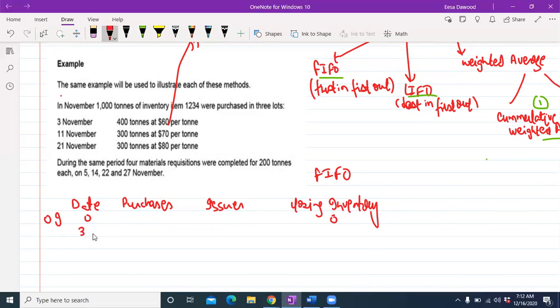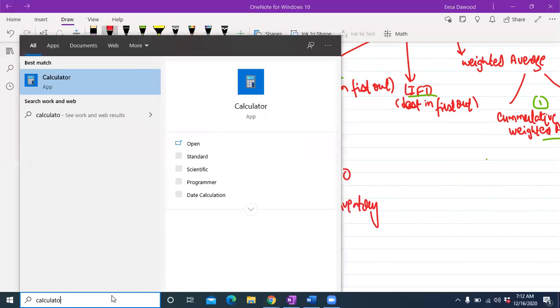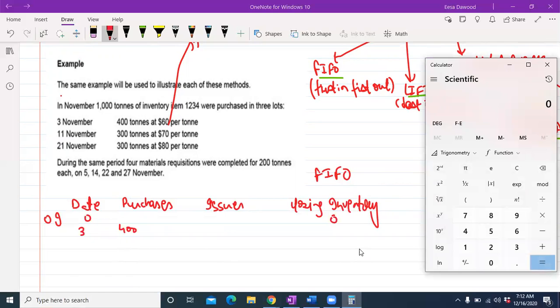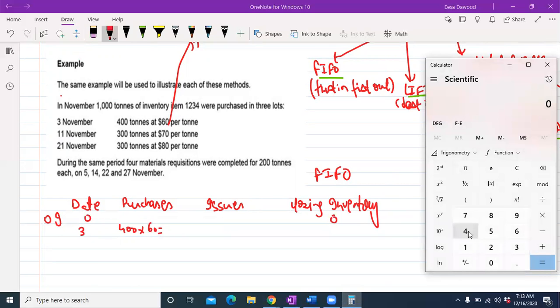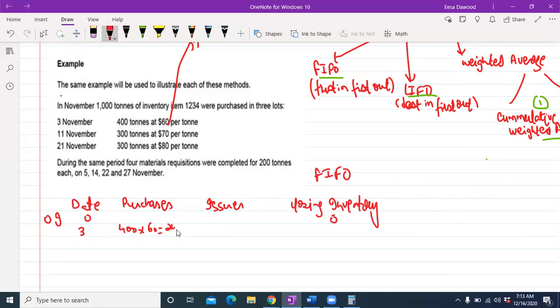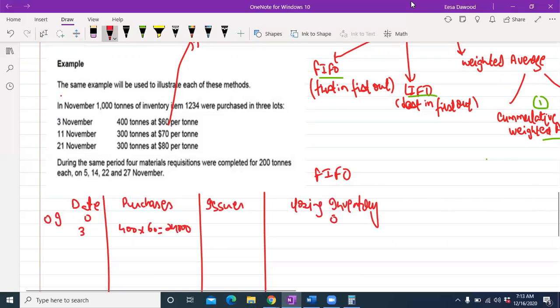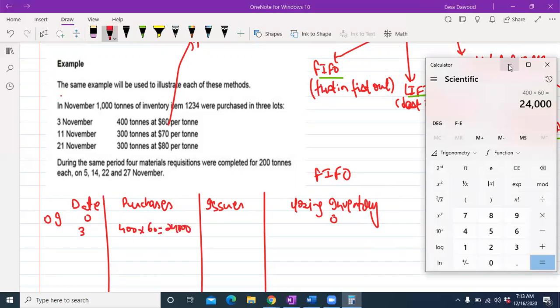Then on the 3rd, we purchased 400. Let me open up the calculator, and you're going to help me do the calculations as well. I want it to be interactive. On the 3rd, we purchased 400 units at 60. What is going to be the value? 400 into 60 is 24,000, not 2,400.